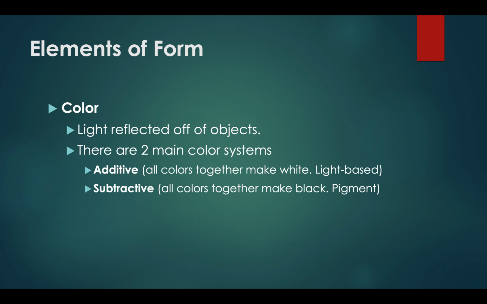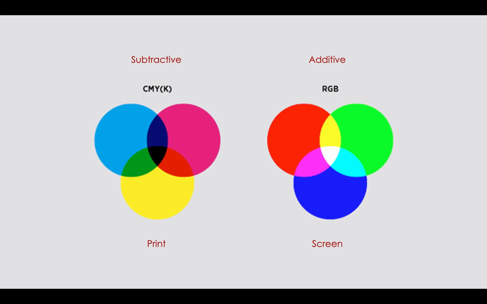There's also a subtractive color system, and that's what happens in print. So that's when you take ink or pigment and you put them together, and when you put them all together, they make black. So visually, you've got a subtractive color system. Most common one we use is CMYK, where you have cyan, magenta, and yellow. And when you put them together, well, that actually makes kind of a muddy brown. So we also use black. And that's what we use in print. Whereas additive, or on the screen, red, green, and blue add up to make white.